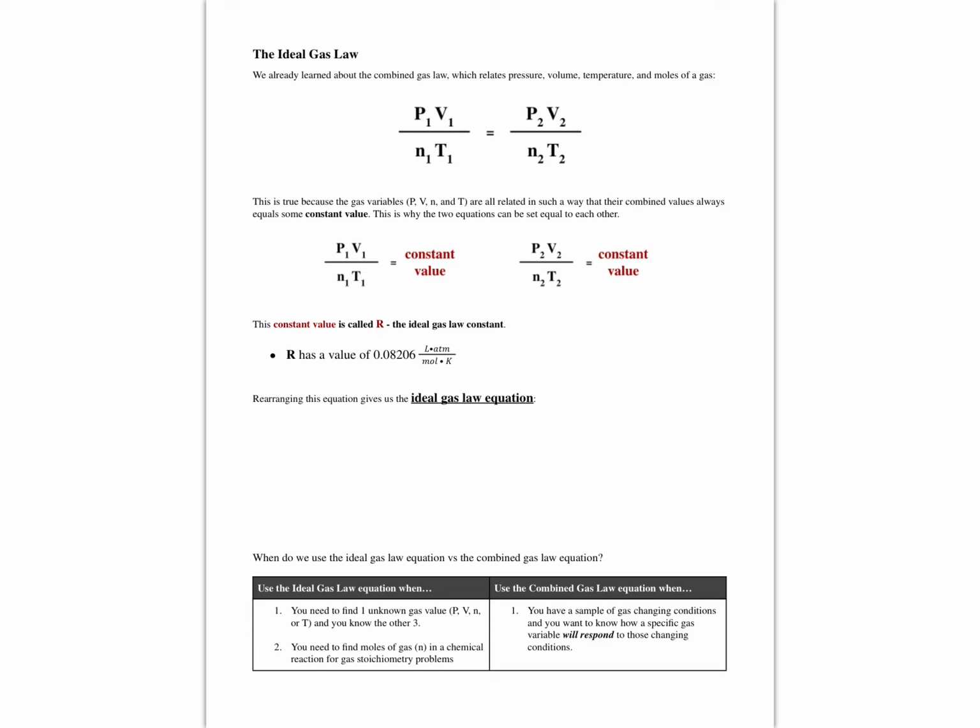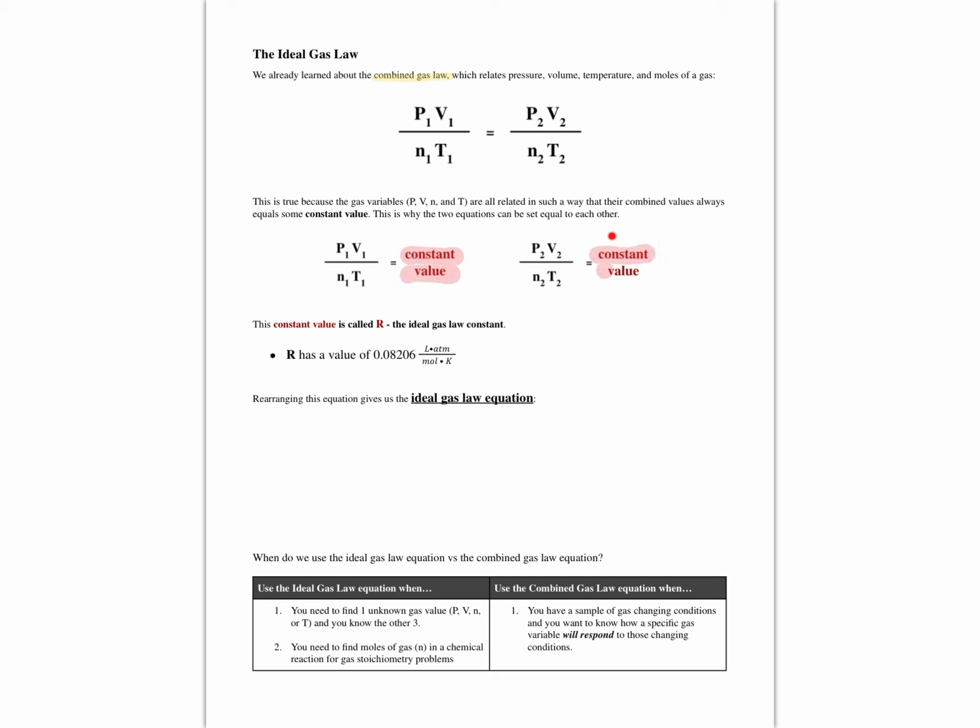So we were just working with the combined gas law equation where P1 times V1 over N1 times T1 equals P2 times V2 over N2 times T2. And we learned when we first were introduced to this equation that this relationship is true because at time one, those values are equal to some constant value. And at time two, they're also equal to some constant value. So they're equal to each other.